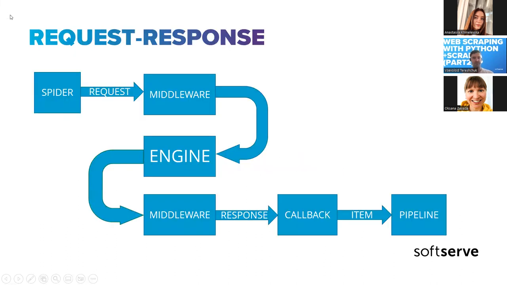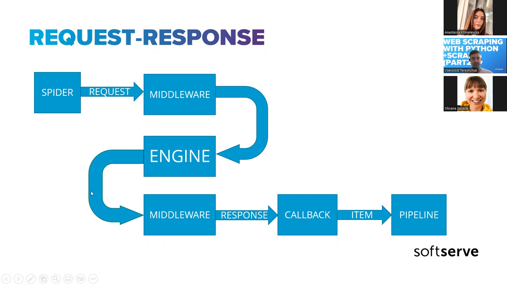First of all, let's review the detailed schema of request response in Scrapy. We start from Spider, then Spider sends a request, and Scrapy has a special structure named middleware, and this middleware intercepts this request, and you can change it somehow. We will discover this later, and then it transfers the ultimate version of the request to the engine. Then the Scrapy engine makes this request, and the request disappears there and the response appears.